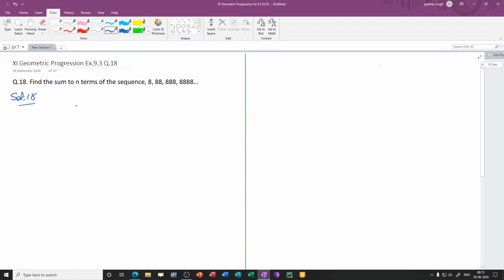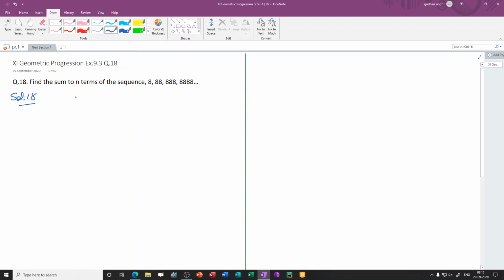Here we can see that this is not a GP, because if we divide 88 by 8 we will get 11, and if we divide 888 by 88 we will not be getting 11. So this is not a geometric progression. But this can be reduced into a geometric progression. Let us see how we can do that.